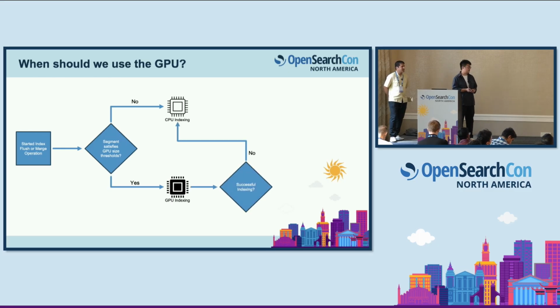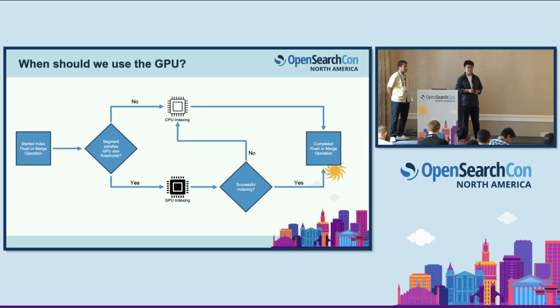For GPU indexing, since we're working with a remote indexing fleet, things can happen in the cloud and it can stop working. So what we do on the OpenSearch side is we ensure that we always fall back to CPU indexing in case of any errors or availability issues. And then finally, that leads to a completed GPU index.